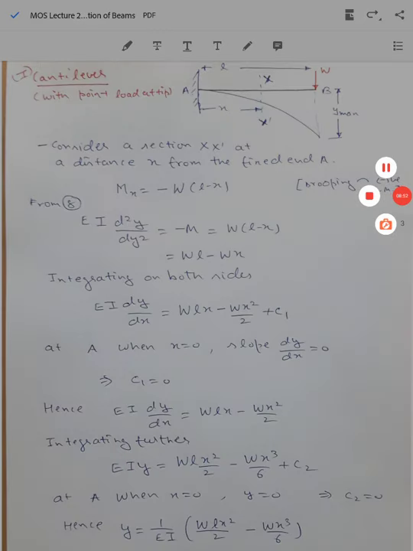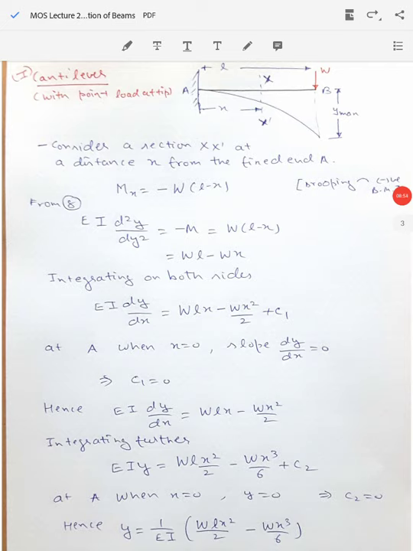Now let's look at specific cases. Let's start with the case of a cantilever beam which is having a point load at the tip of the beam. We want to determine the deflection equation for this beam, as well as the maximum deflection of the beam, which obviously we can see will occur at the tip of the beam.